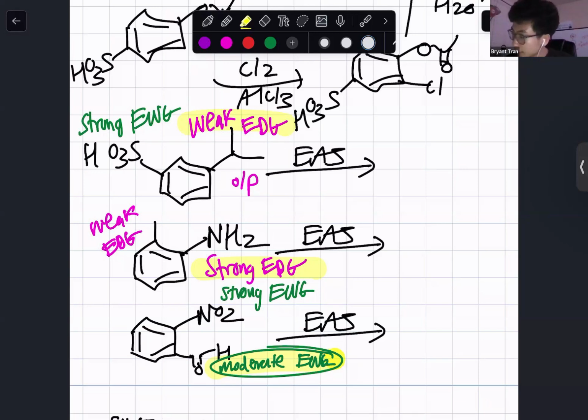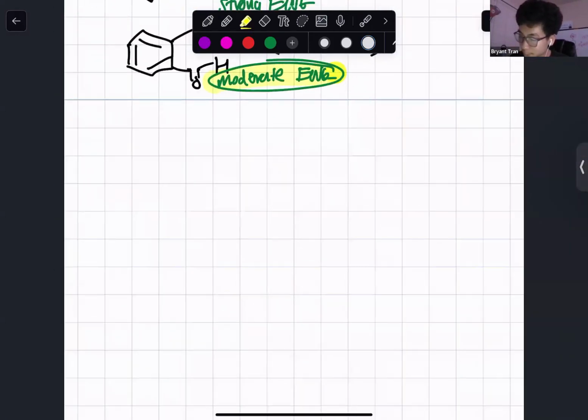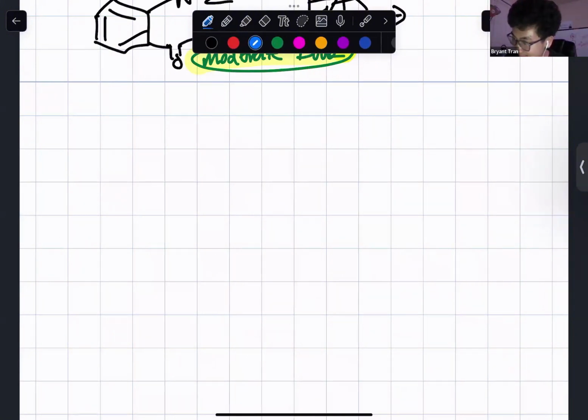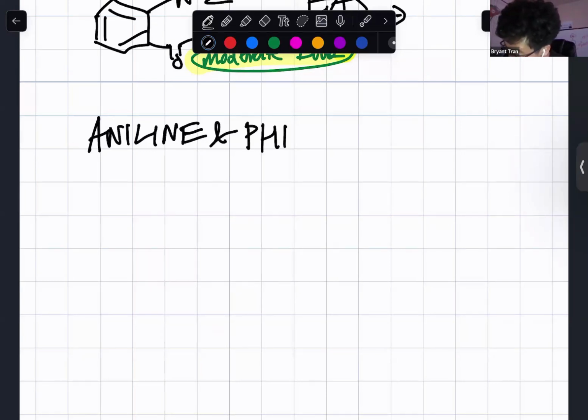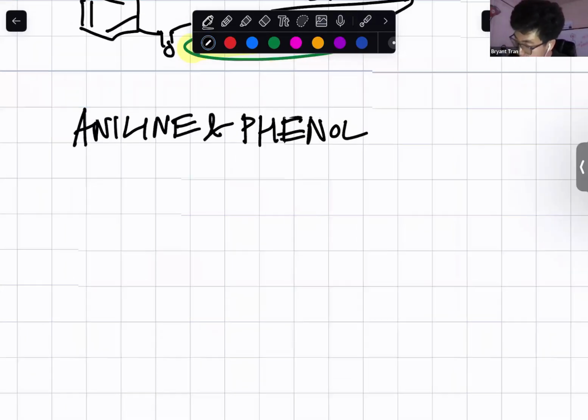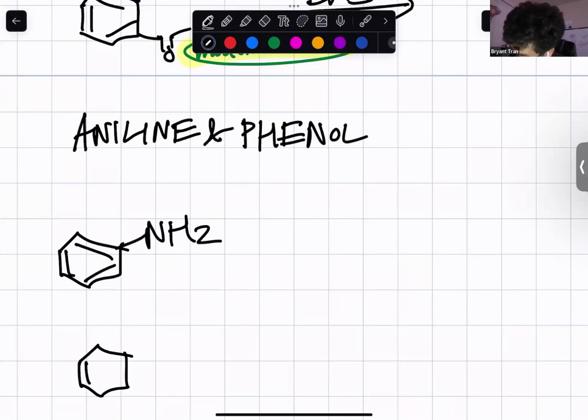Okay. So now there's one more benzene substituent reaction that I want you guys to know about, which is the aniline and phenol thing. So aniline here is gonna be this benzene with NH2. Phenol here is gonna be this benzene with alcohol here.